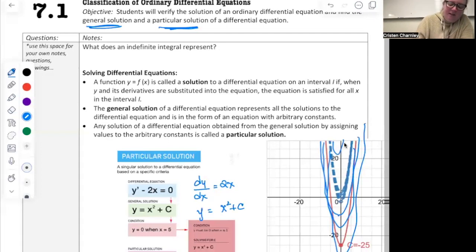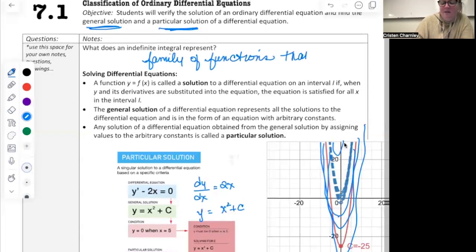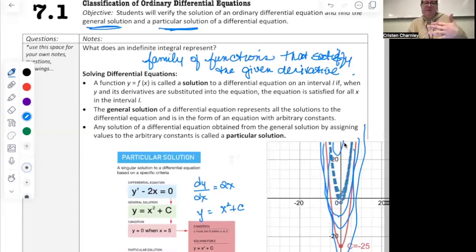So this is a family of functions that satisfy the given derivative. That's probably not 100% math correct, but given a derivative, when I integrate it, I get a family of functions.